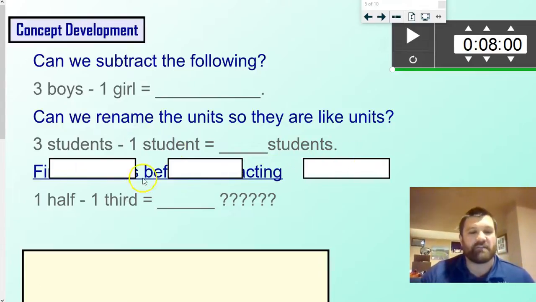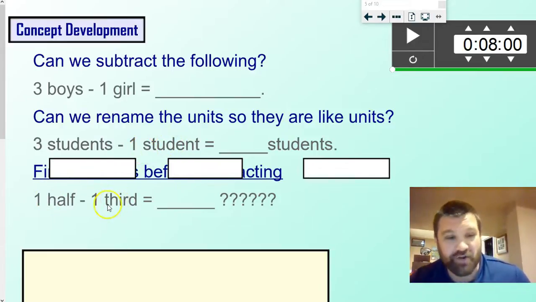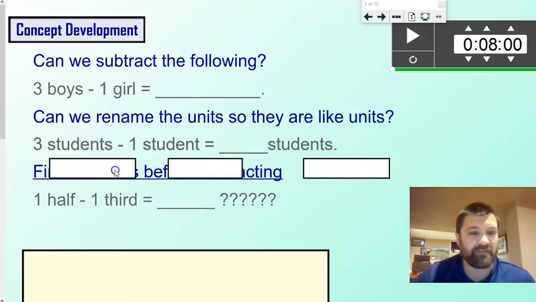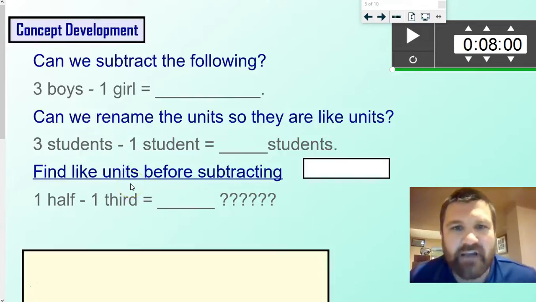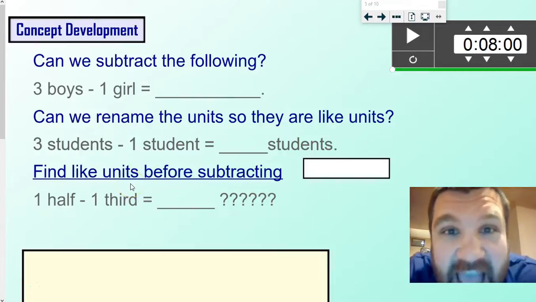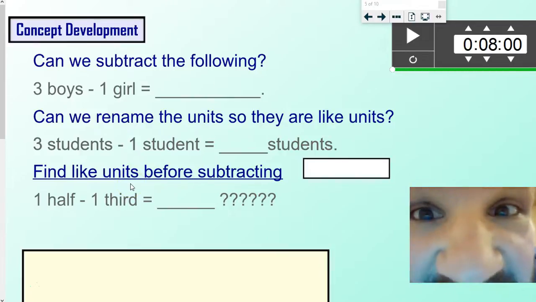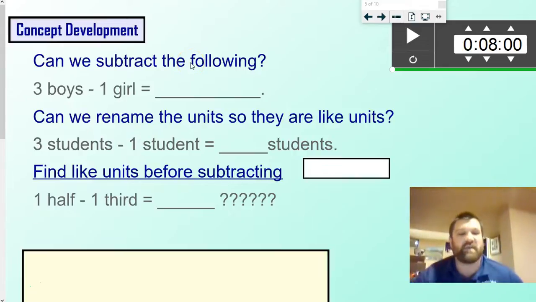So let's look at it. So the first thing we need to do when we solve 1/2 minus 1/3, we can't take a third from a half, is to find like units before subtracting, because they have to be the same. It's the only way to do it.